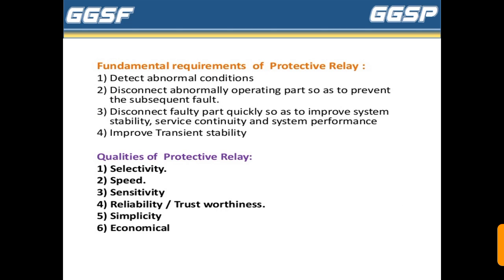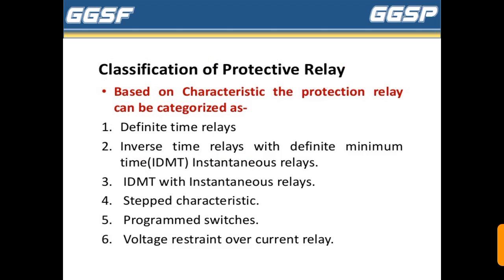Now some fundamental requirements of protective relays are: detect abnormal conditions, disconnect abnormally operating parts so as to prevent the subsequent fault, disconnect faulty part quickly so as to improve system stability, service continuity and system performance, improve transient stability. Qualities of protective relays are selectivity, speed, sensitivity, reliability or trustworthiness, simplicity and economy.